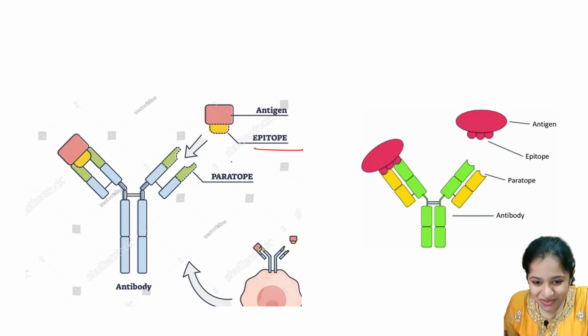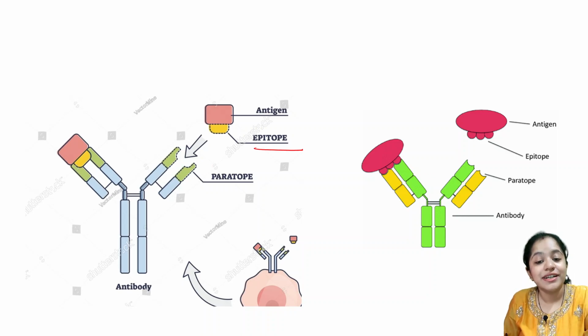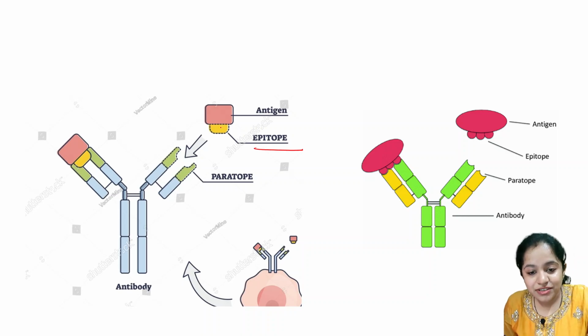Now you see this antibody and this antibody, the paratope structure is different. The variable region structure is different. It is based on the structure of the epitope of the antigen. Understood?